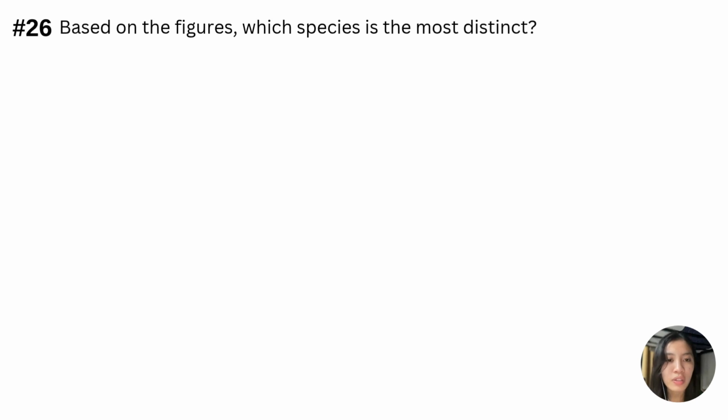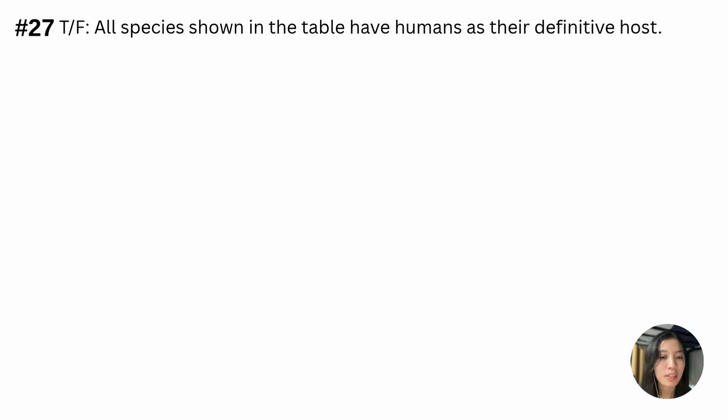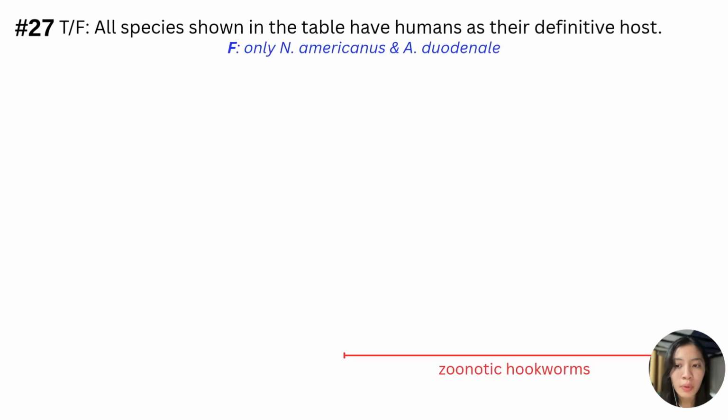So now, based on the figures in the table, which species is the most distinct? Necator americanus is the most distinct species, while the four other species of Ancylostoma possess various arrangements of teeth. Necator americanus is unique because its mouth capsule features ventral cutting plates. Again, true or false, all species shown in the table have humans as their definitive host. Again, it is important to remember that not all Ancylostoma species use humans as their definitive host. Other zoonotic hookworms normally infect animals, but may also occasionally infect humans.